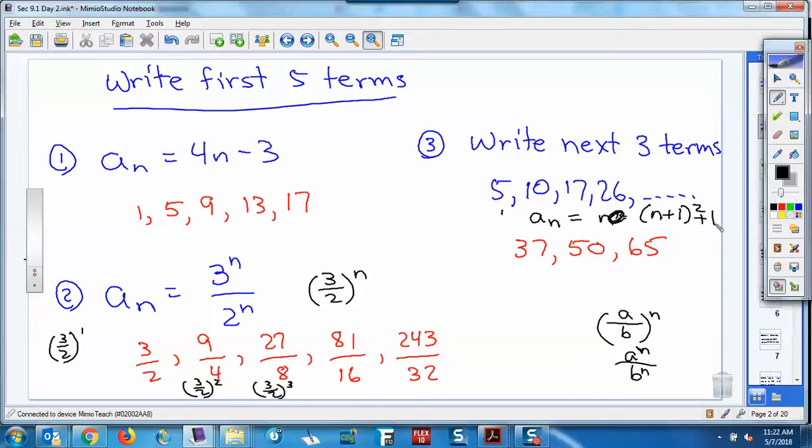Now let's try the next one. Put in a 2. 2 plus 1 is 3. 3 squared is 9. And then plus 1 is 10. And so forth and so on. And then it works. Okay? So that's sometimes an adjustment.